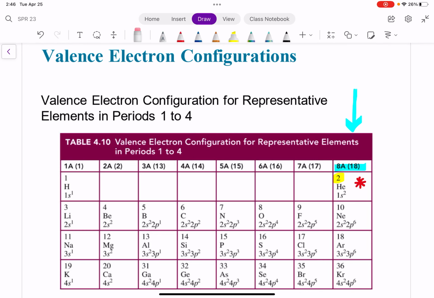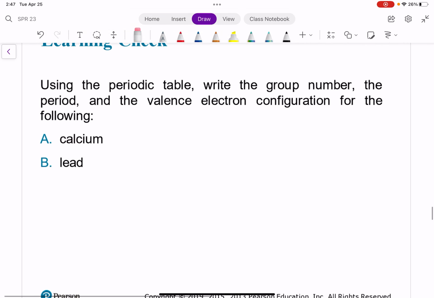Okay, same thing with krypton. Its highest energy level is 4. It's got 2 valence electrons in the s sublevel and 6 in the p sublevel for a total of 8. Gosh, I can't speak today. Okay, so I hope that makes sense. So let's keep moving along.